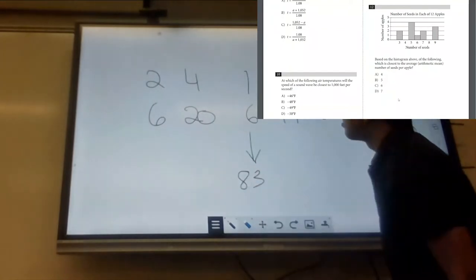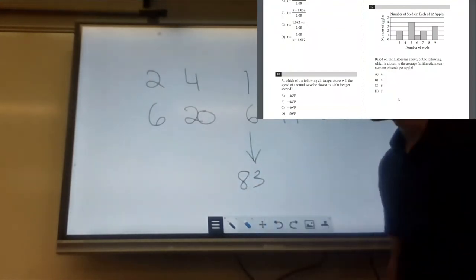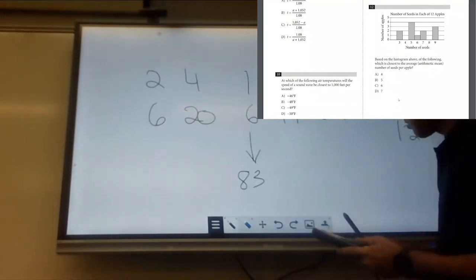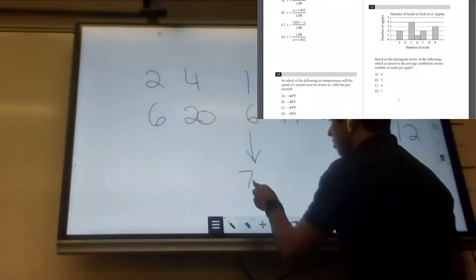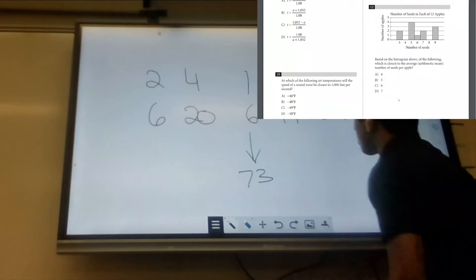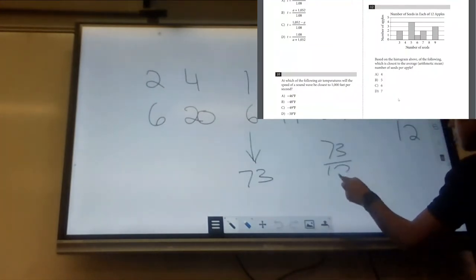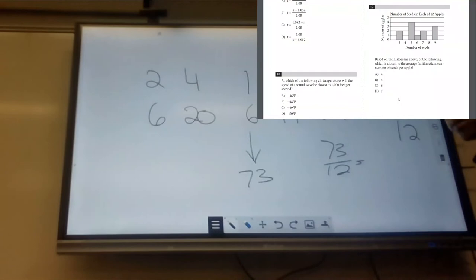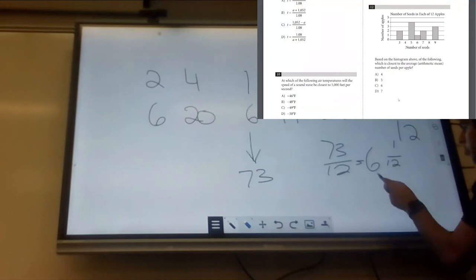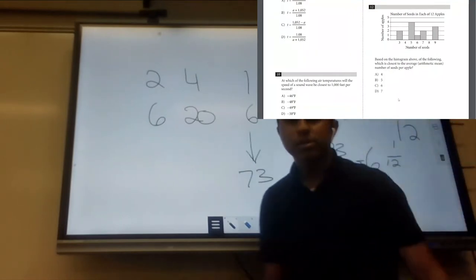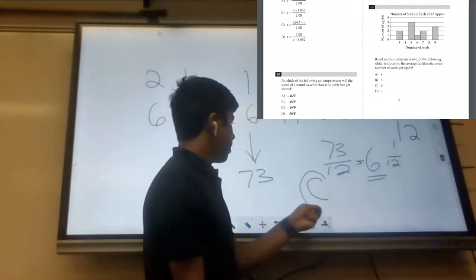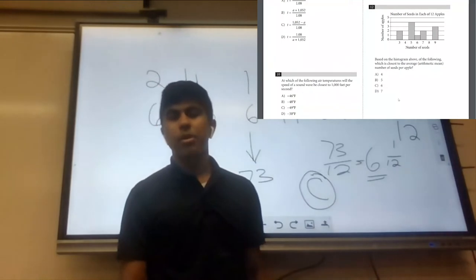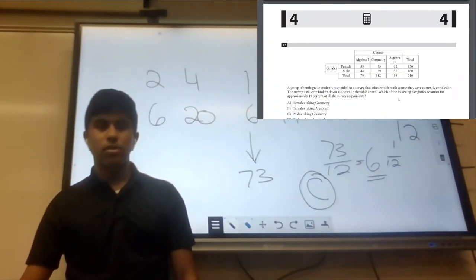Is that correct? I have a calculator for this reason. 73 is why I have a calculator. 73. Okay, so 73 over 12, which you can probably see is really, really close to 6. It's 6 and 1/12, but it's mostly just a 6. And then asking which one is the closest, so it's just 6. So 6 is C. That is our answer, and we can keep going to the next question.